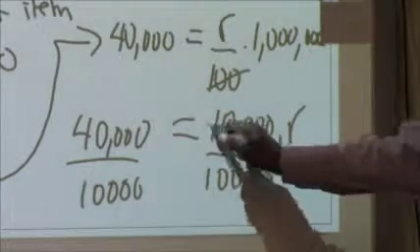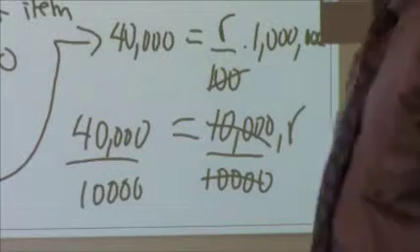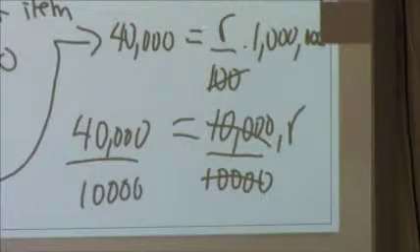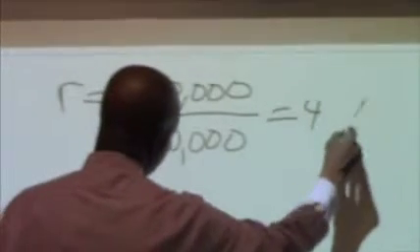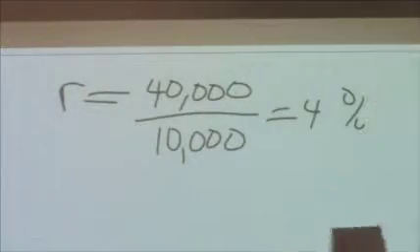Okay. So then this will cancel. This will cancel. When we divide this, it's going to go what? 40,000 divided by 10,000 is going to go 4 times. So our rate, which is given by 40,000 divided by 10,000, is equal to 4 for what? Percent. So the rate of commission was 4%.